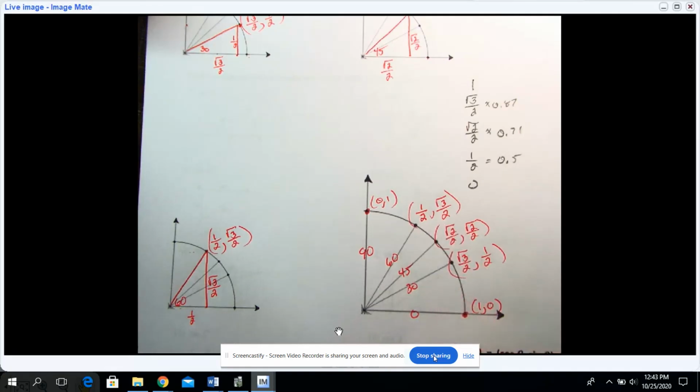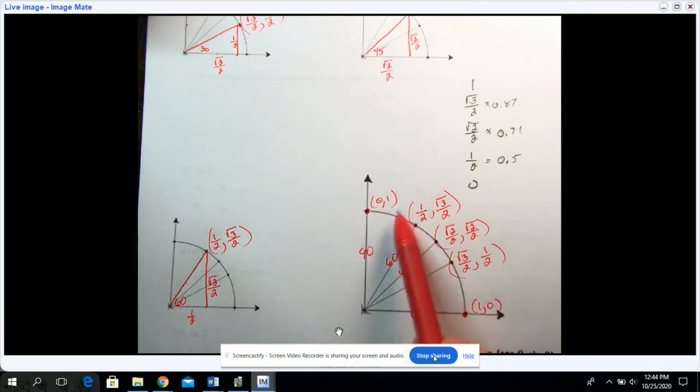That's the first thing. And then it goes in order. So if you look at the x values, you can come up here. You can go 0, 1/2, square root of 2 over 2, square root of 3 over 2, 1. It goes in order of how big they are. So you can go down for the x's and up for the y's.